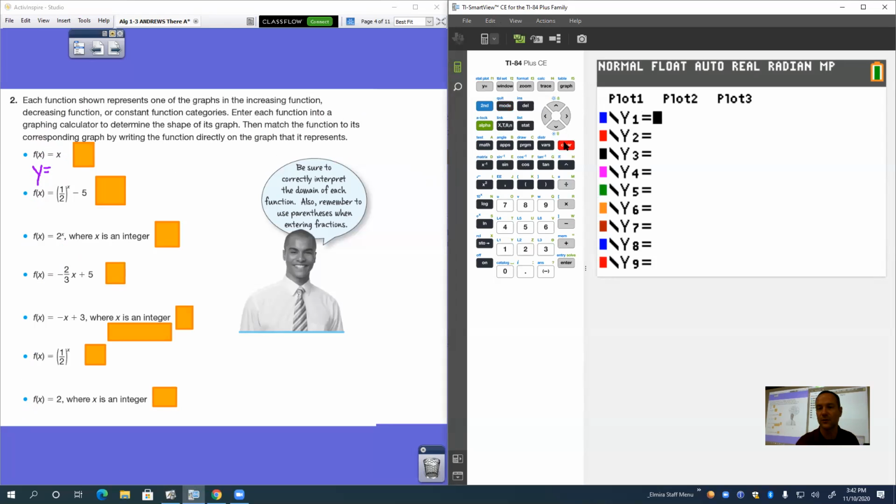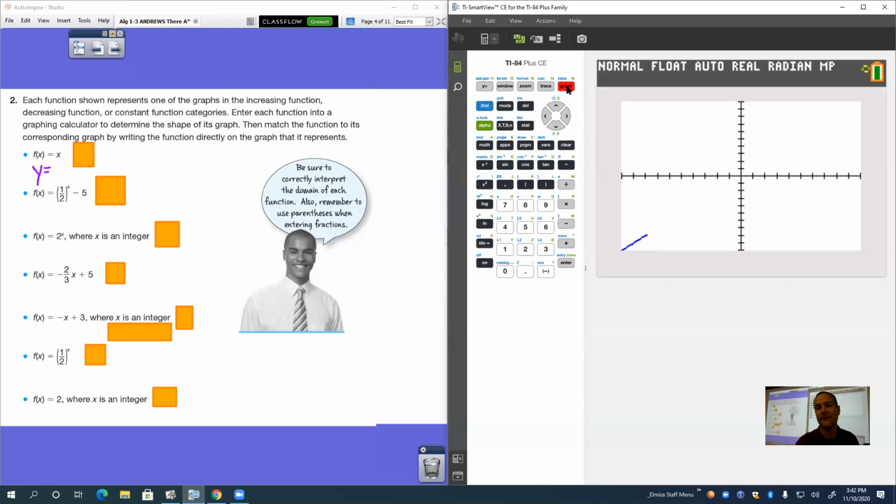So we're going to go to y equals, clear out anything that's there, and we're going to hit x. The x button is the green button. You can go to graph, and this is what the graph looks like. It is just increasing.